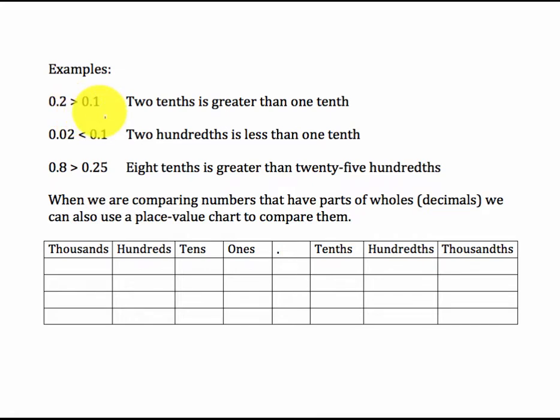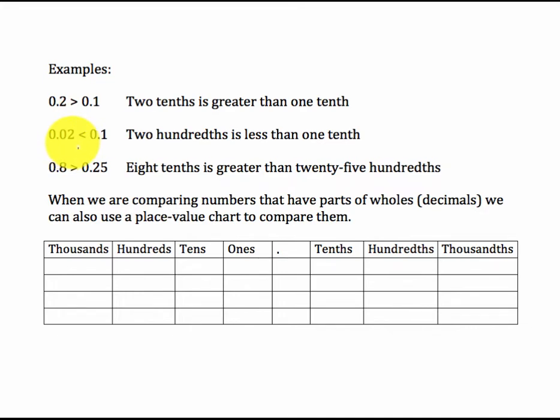By reading it out loud, it's often easier to compare decimals, because if I just read this as 2 tenths, 1 tenth, well, yeah, 2 is larger than 1, so 2 tenths is larger than 1 tenth. The next example here, I have a 2 and a 1 again. However, the 2 is in a different place value.